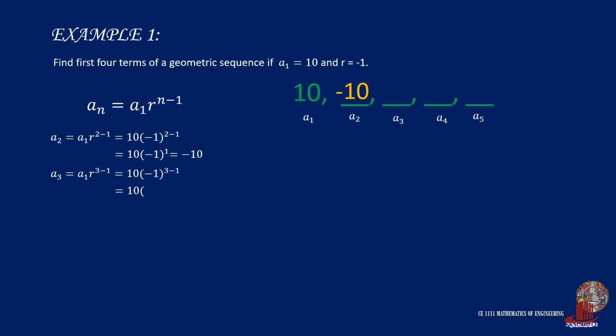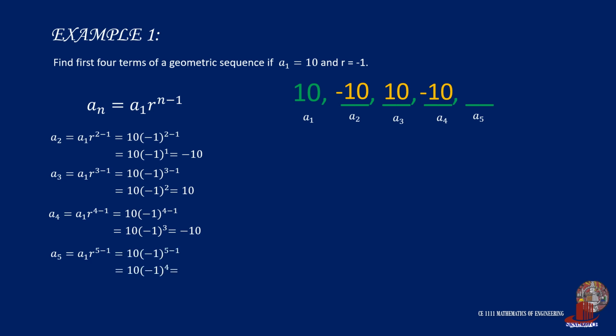A sub 3 is computed as 10 times -1 raised to 3 minus 1, or that is -1 squared, which gives +10. A sub 4 follows the same track, giving 10 times -1 raised to 4 less 1, making it 10 times -1 cubed, which is -10. Then lastly, a sub 5 is also solved the same way, which becomes 10 times -1 to the 4th power, which is equal to +10.